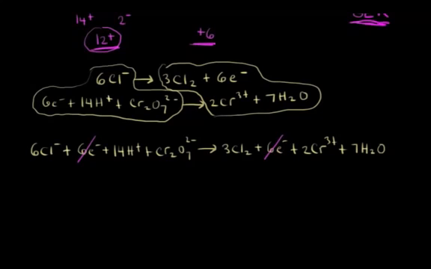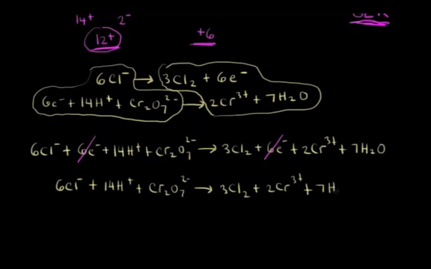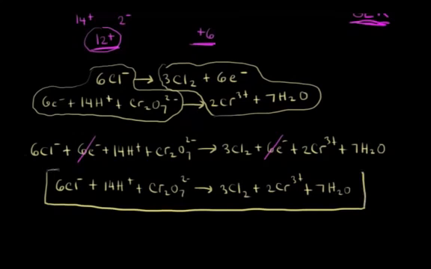And we're left with our final answer, right? So you could go ahead and rewrite it if you want to make it look better. We have 6 Cl minus plus 14 H plus plus Cr2O7 2 minus yields 3Cl2 plus 2Cr3 plus plus 7H2O. And this should be our final answer. So I always like to box my final answer, so it just makes it easier for your instructor to grade.